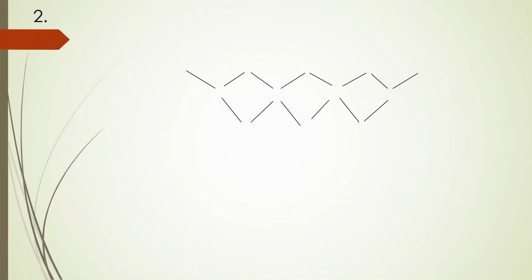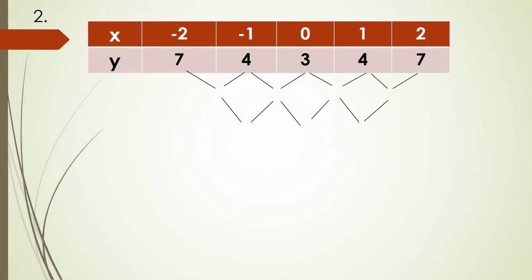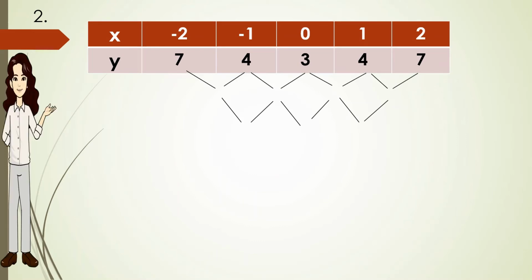Okay, our next example of table of values, and we're going to find again the equation of quadratic function. So, in the table of values, the values of x are negative 2, negative 1, 0, 1, 2. So, what are the differences? Negative 2 becomes negative 1, increase by 1. Negative 1 becomes 0, increase by 1. 0 becomes 1, increase by 1. And the last is 1 becomes 2, increase by 1 also. Meaning, the difference in x is 1.